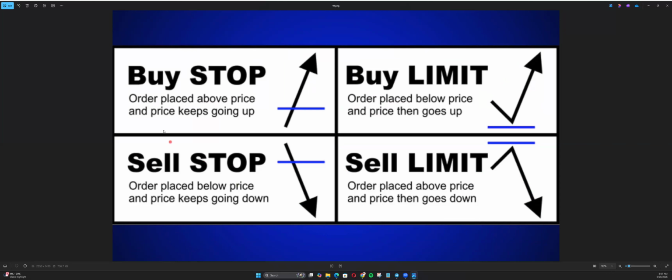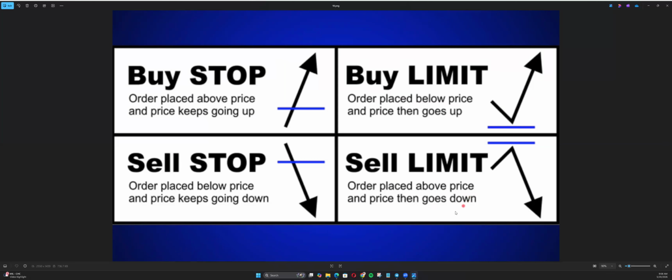So a buy stop order is placed above the price, and price keeps going up. A sell stop order is placed below price, and price keeps going down. A buy limit order is placed below price, and price then goes up. It's placed below price, and price taps it and goes up, crosses it once and twice, and goes up. A sell limit order is placed above price, and then price goes down. So I hope this makes sense.